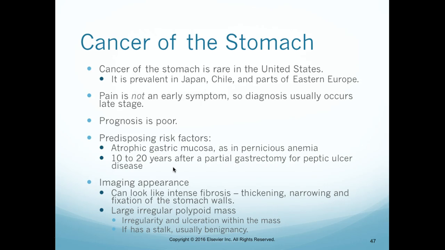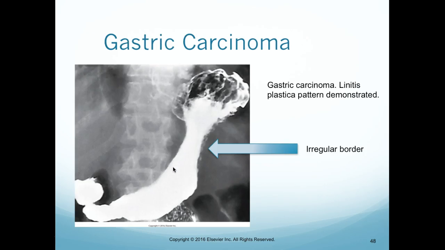Irregularity and ulceration within the mass. And if it has a stalk on it, it's usually benign. So if it's a polyp and it has a stalk, it's usually benign. But if it's a flat polyp, it's a concern. So here is gastric carcinoma. We have an irregular border right here, and you can see the narrowing of the stomach. So this all is cancer.